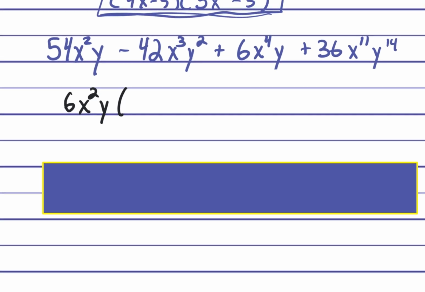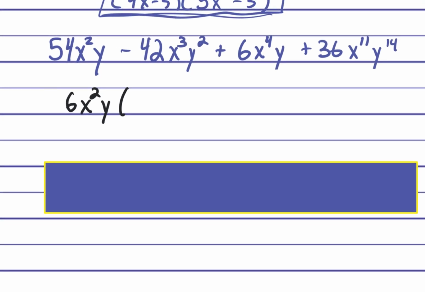So now, 54 divided by 6. 9? Yep. So that's 9. X squared divided by x squared is 1. Y squared divided by y squared is 1, so it's just 9. Minus 42 divided by 6 is 7. X cubed divided by x squared, 3 minus 2 is 1. Y squared divided by y, 2 minus 1 is 1. Plus 6 divided by 6 is 1, so I'm not going to write it.